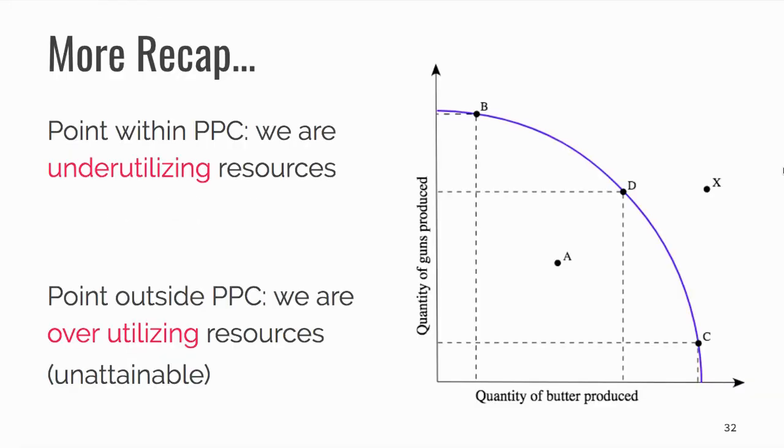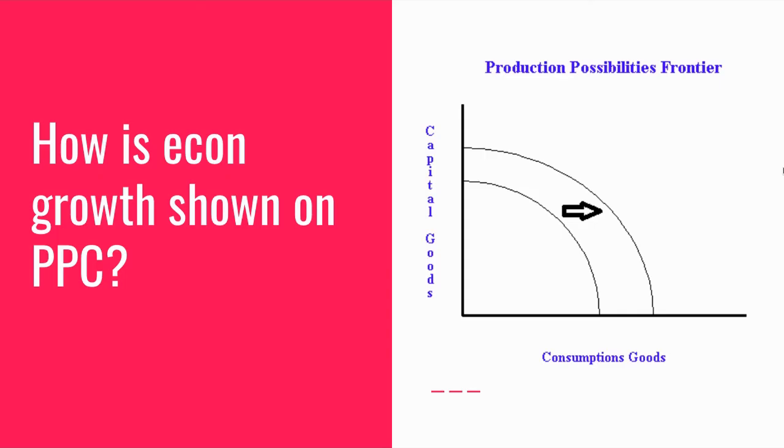All right, so points within the PPC mean we are underutilizing resources, and points outside it mean we are overutilizing resources. And this is actually an unattainable combination in the PPC model. And here's one last review point. Economic growth is shown by the PPC shifting outwards. And then the opposite of economic growth would be the PPC shifting inwards. And remember, it's possible for it to shift inconsistently, meaning that it could shift out along one axis, but not the other axis, depending on where improvements in growth are made.